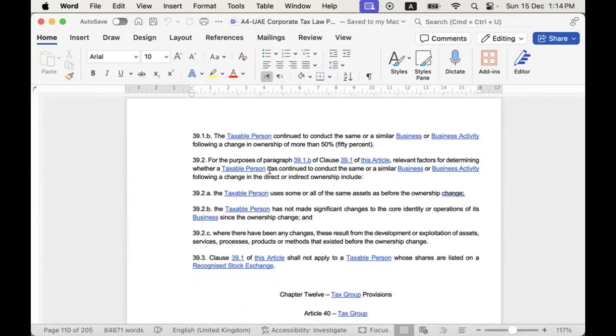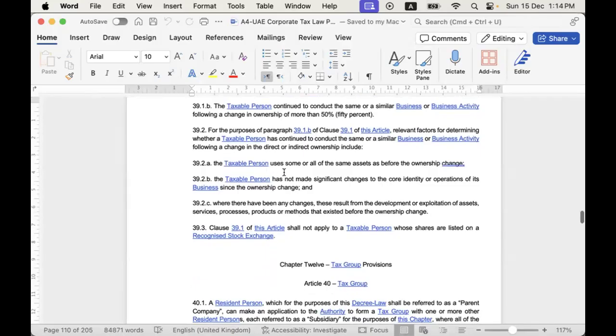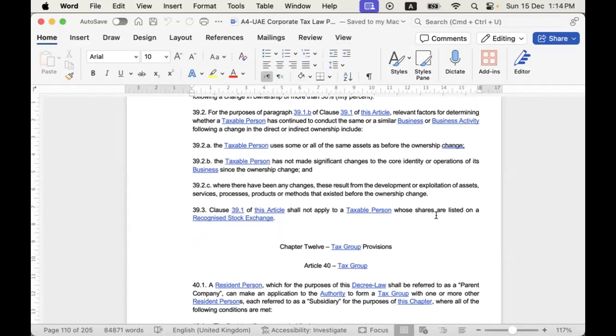Relevant factors in determining whether a taxable person has continued to conduct the same or similar activity following a change in direct or indirect ownership include: the taxable person uses the same or all of the assets as before the change happens; the taxable person has not made significant changes to the core identity or operation of the business; or a third one, where the changes result from the development or exploration of assets or services that existed before the ownership change. So these are only the conditions, relevant factors being mentioned here. None of this is still answering your question, Abbas.